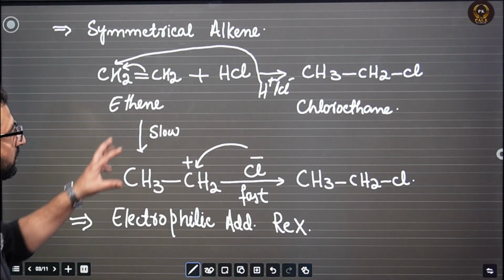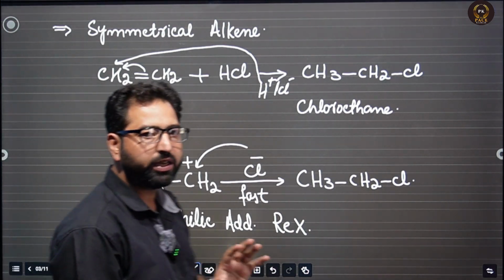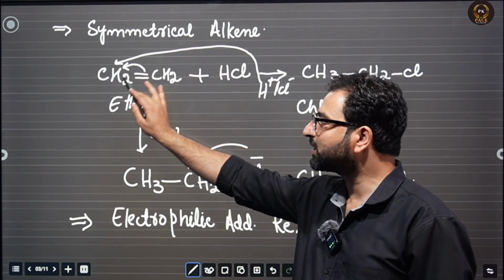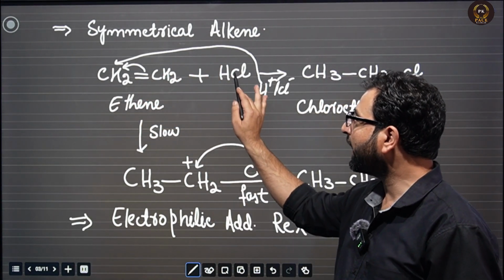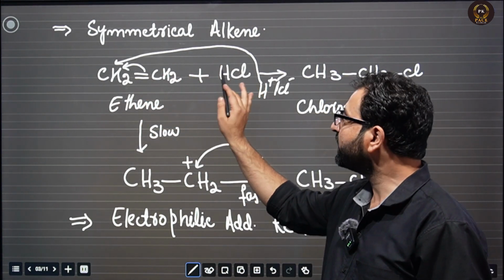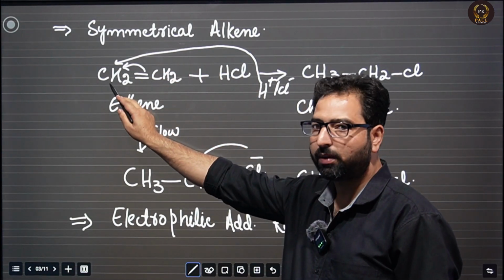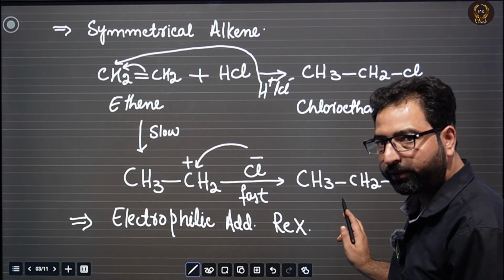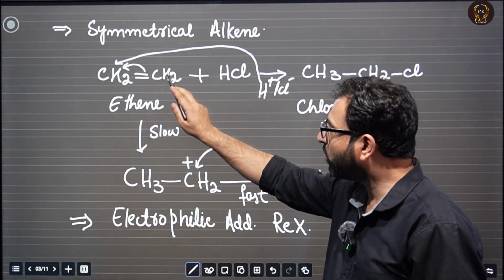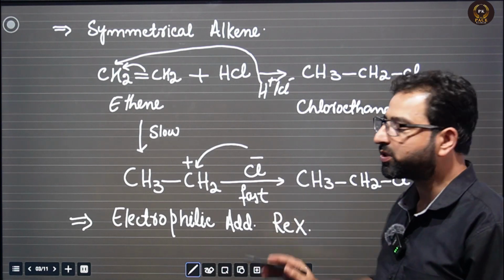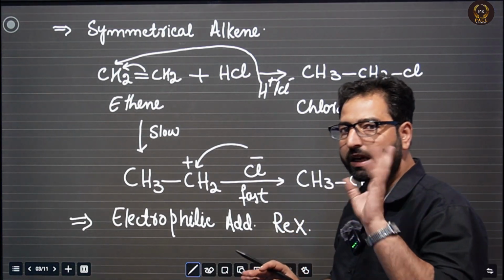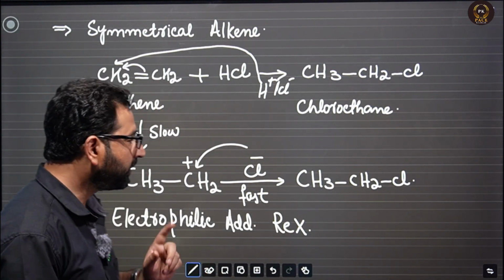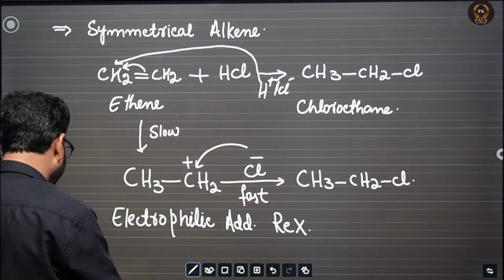In the case of symmetrical alkenes, we don't have any problem whether this H attacks this carbon or that carbon. If this H attacks this carbon, it gives 1-chloroethane, and if it attacks that carbon, it also gives 1-chloroethane. There is a single product formation.